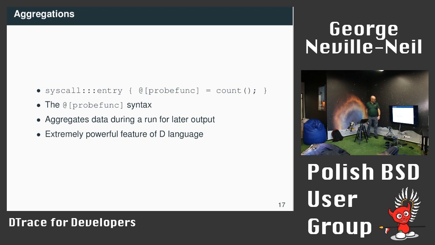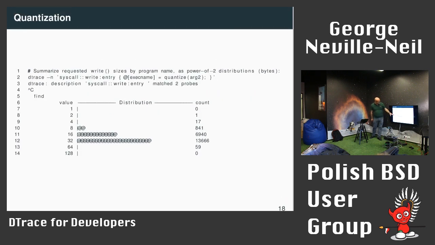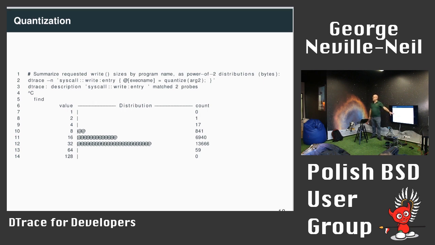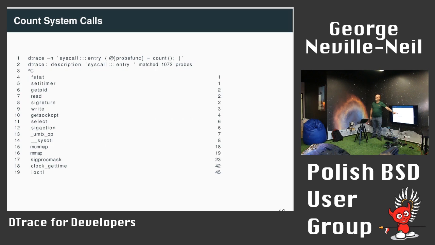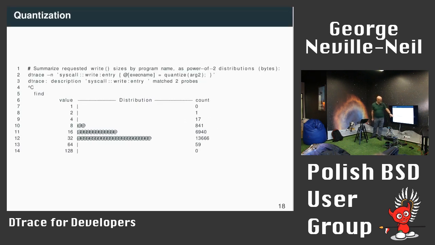So aggregations. So here's an example of a complicated aggregation. And what this is doing, we've got the comment at the top, but we're summarizing the requested write sizes by the program name. So this little ASCII graph, and for those of us who also love Ministat, we're like, this is fine. And then there are people who do UX and UI stuff, and they're like, that's hideous, but for us, this is fine. This is all done automatically. Right? You don't have to write any code to make this little graph come out. This is just what an aggregation does.